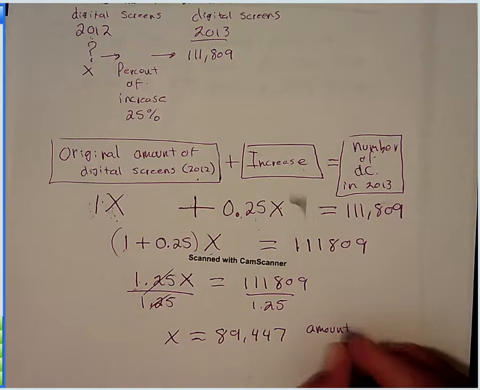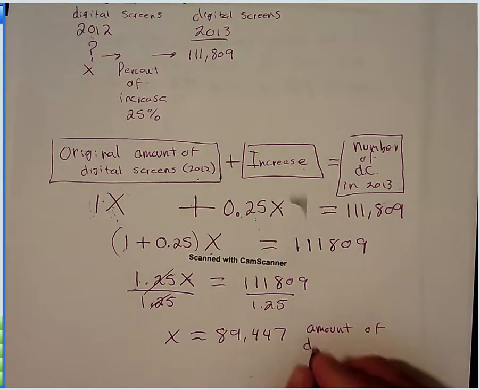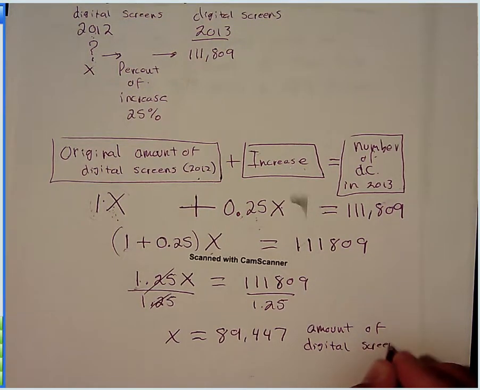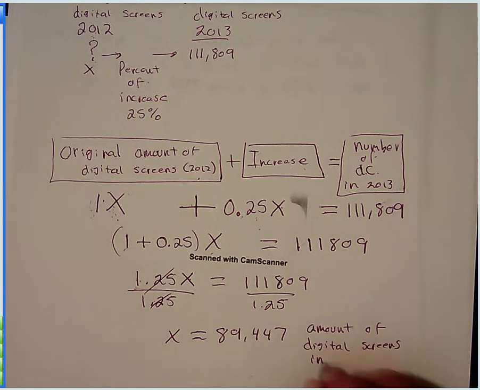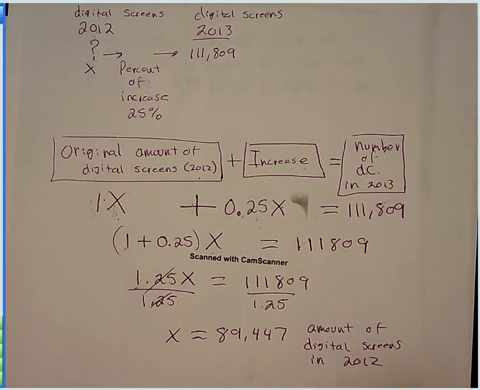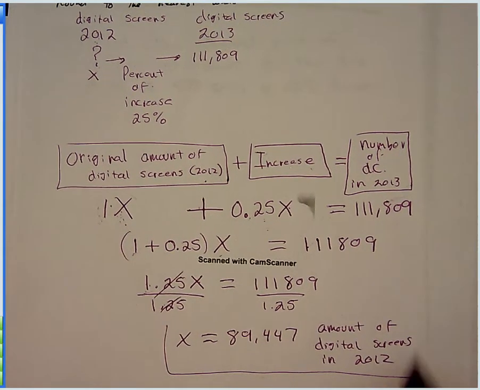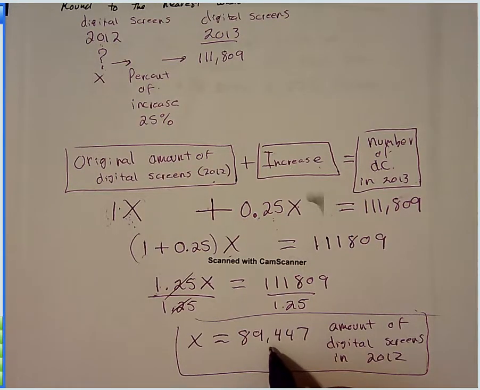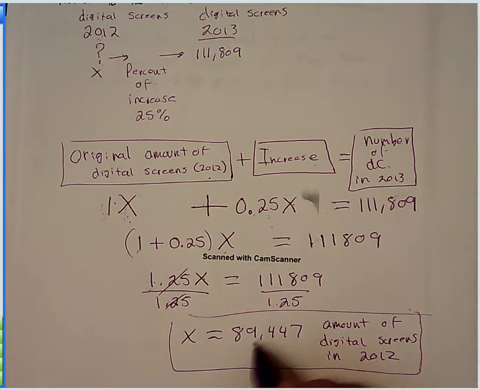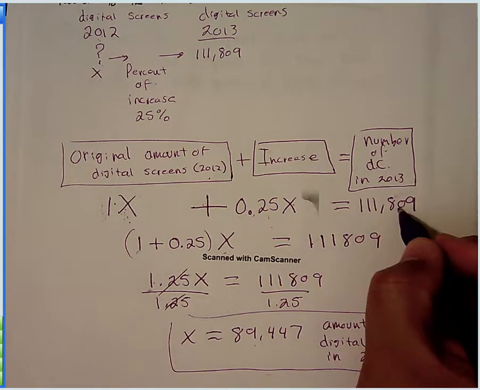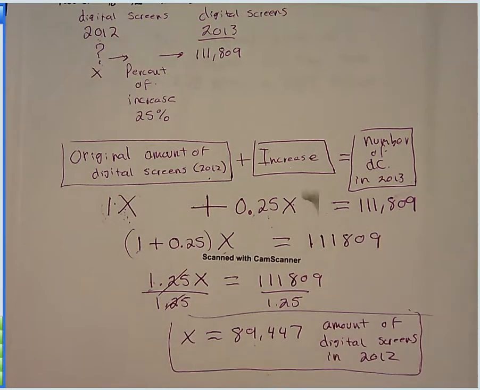Amount of digital screens in 2012. So this is how much screens we had in 2012. Look, and boom, 2013 it went up to that. That was a 25% increase. Okay, let's move on.